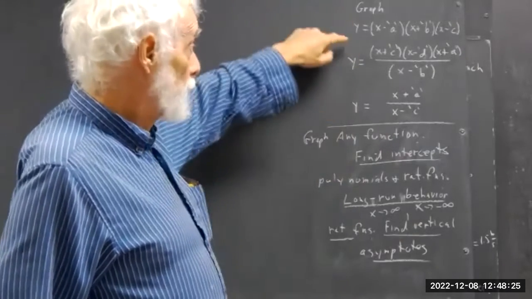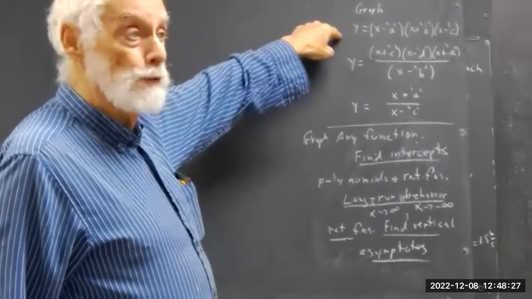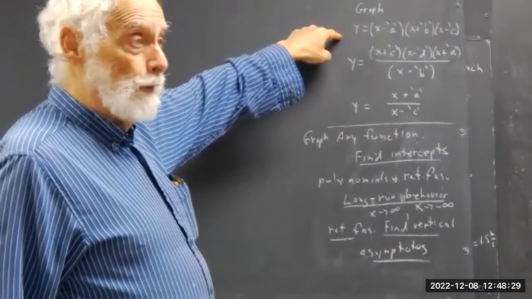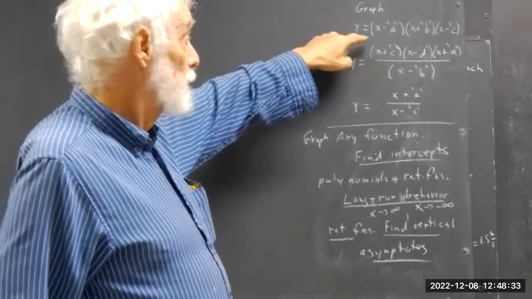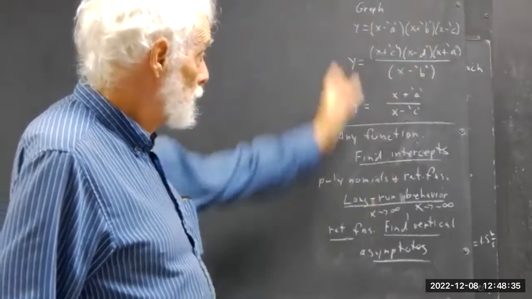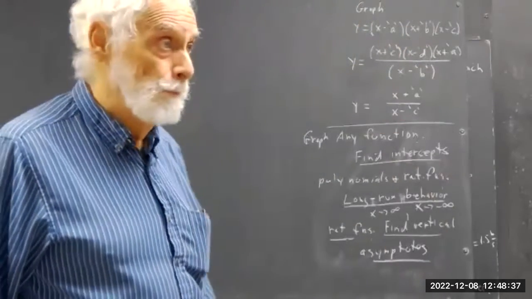I think I said something wrong there. Okay, here's your first function. You want to find the y-intercept, you let x equal 0. I think I said that right. So you let x equal 0, you multiply three numbers and you got it.